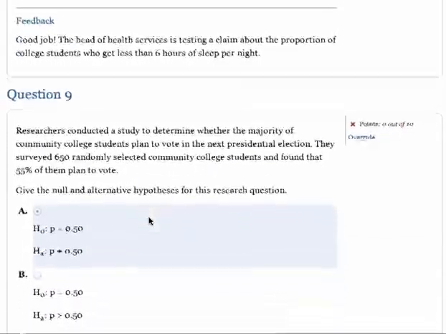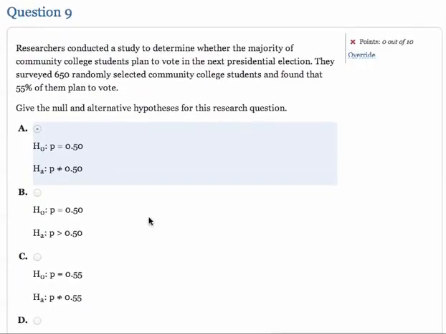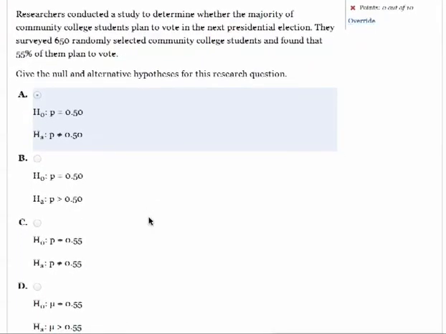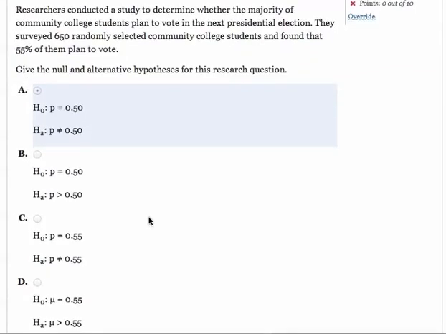Number 9, okay. All right, well, at least you didn't pick B. Let's see what's wrong with all of these answers. I think you can see it all. We did a study to determine whether a majority of college students plan to vote. Majority means that you're going to eliminate answer D, because majority is about proportion, so it's not answer D.